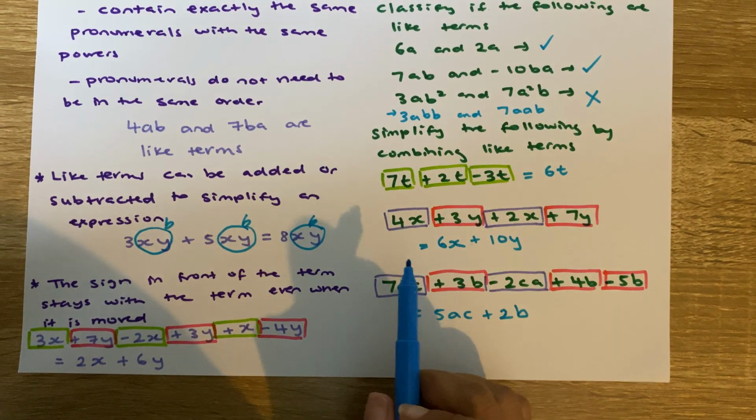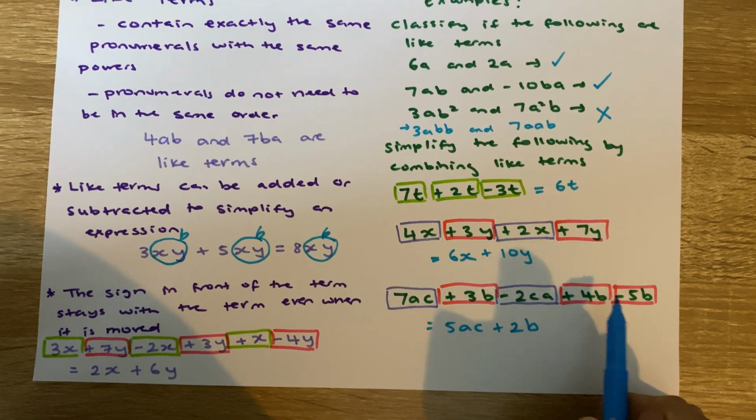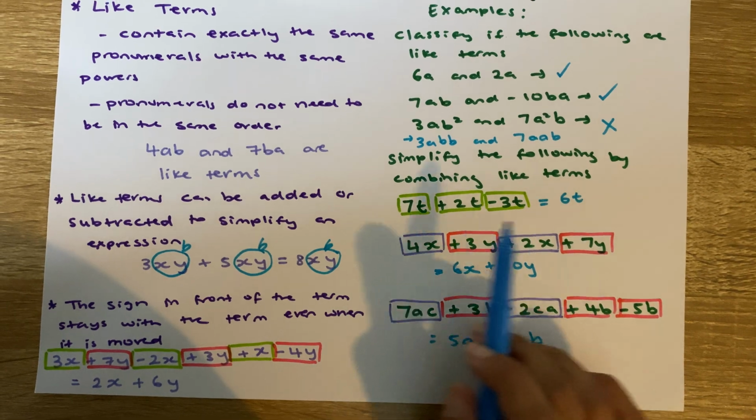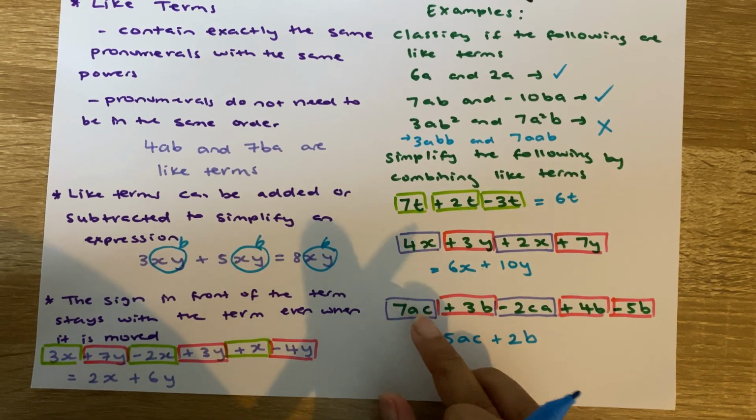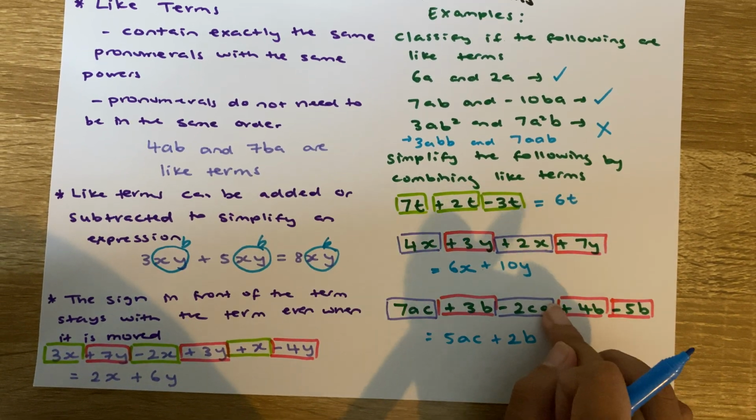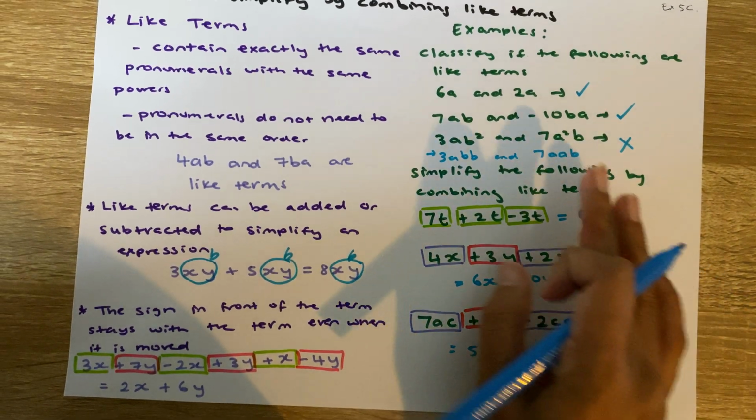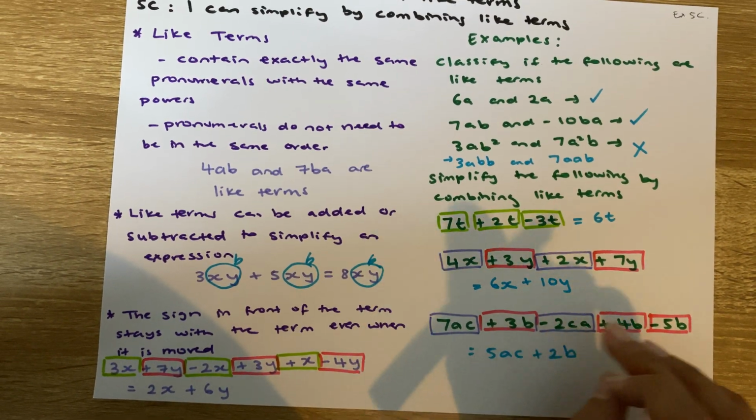Just making sure that you circle them as you go to help you. Once you get used to this process, you won't need to do that anymore. You'll be able to straight away see what the letters are and whether or not they are like terms or not. But this is a way to help you distinguish between them.